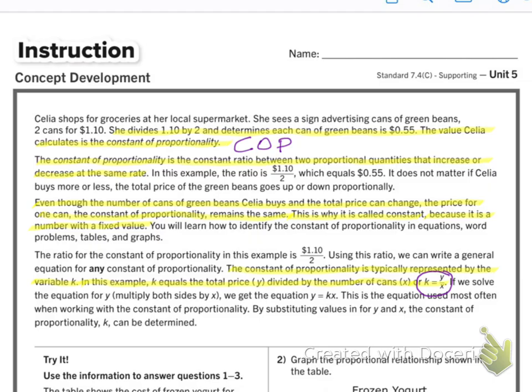If we solve the equation for y, multiplying both sides by x, that's how we're going to get this equation right here, which you all would call the multiplicative relationship, but now we're going to say that it's a proportional relationship because it has that constant of proportionality. So this is the equation used most often when working with the constant of proportionality. By substituting values in for y and x, the constant of proportionality can be determined.